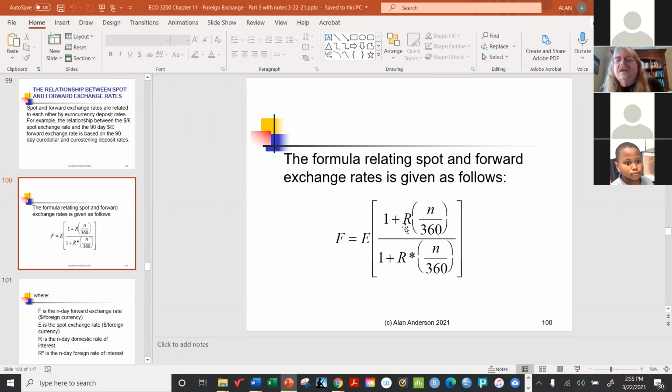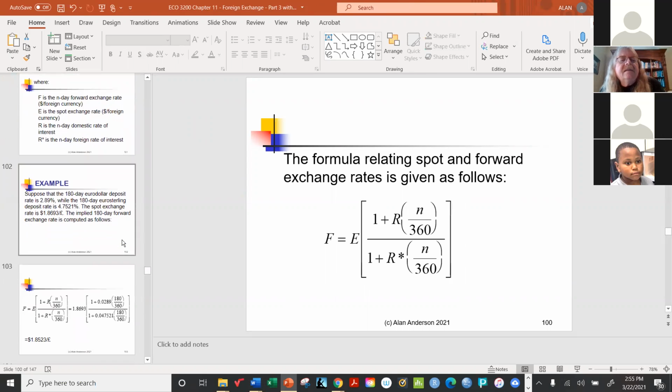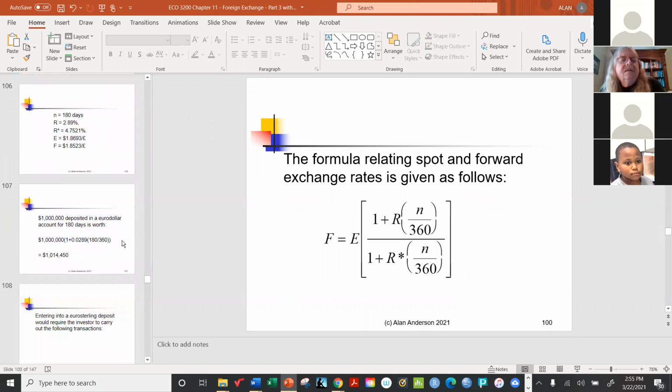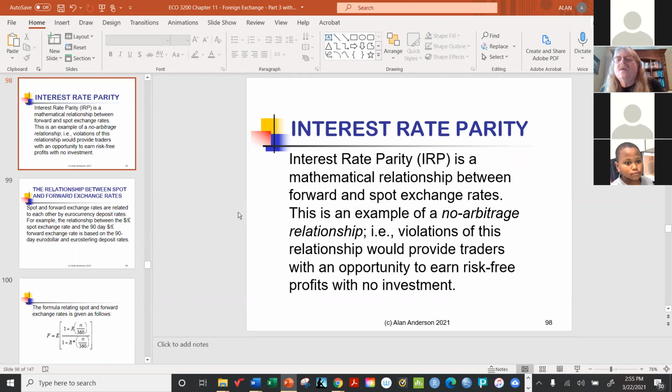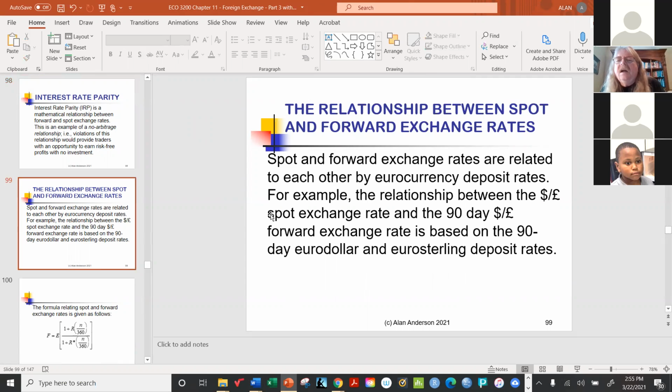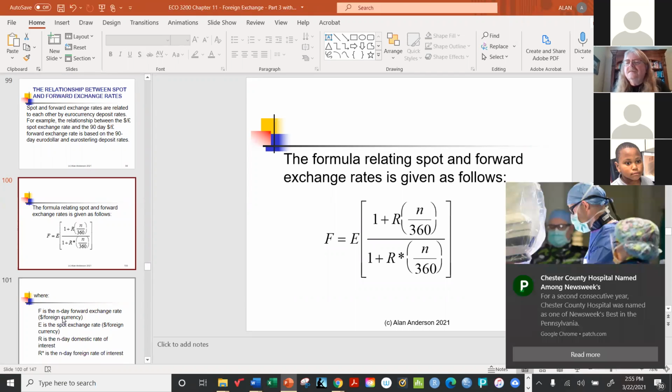So this is the relationship that must hold between the two. And as it turns out, if this relationship is violated, there will be arbitrage opportunities. The question is how? How do you take advantage of these? First of all, here's the formula. Let's just quickly review what it means.